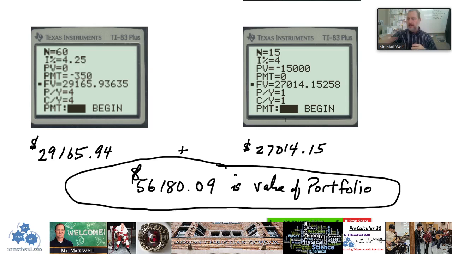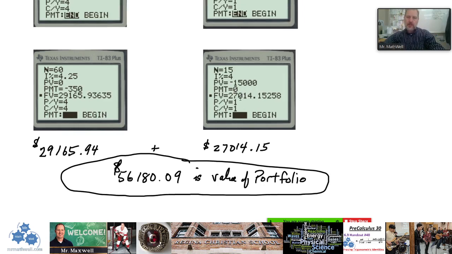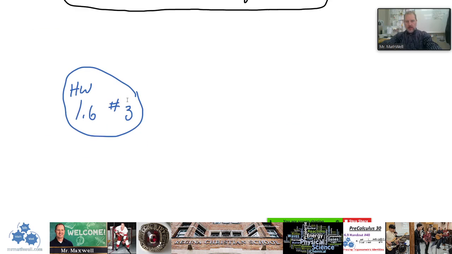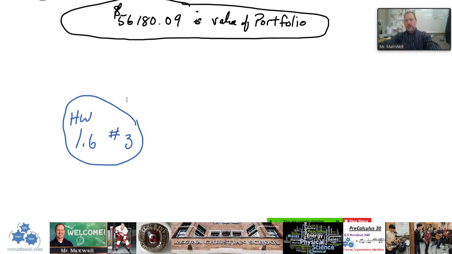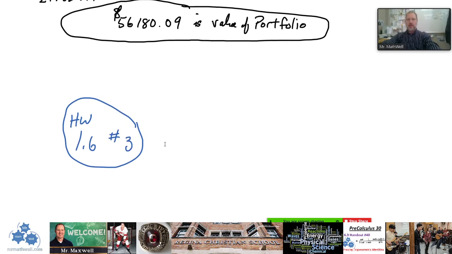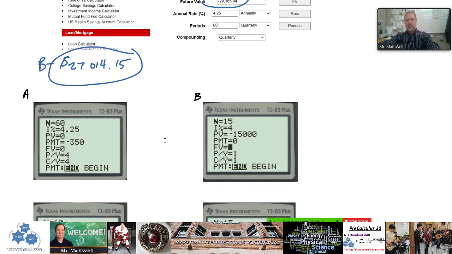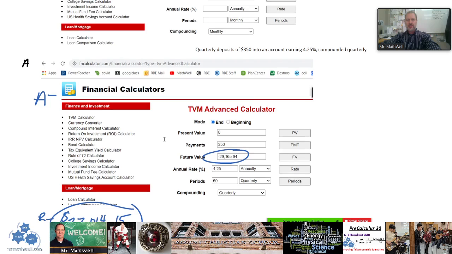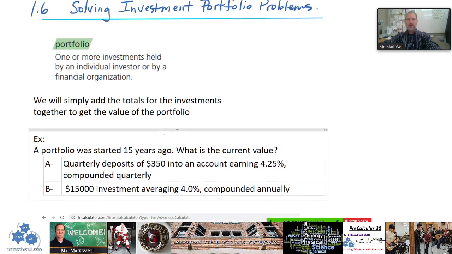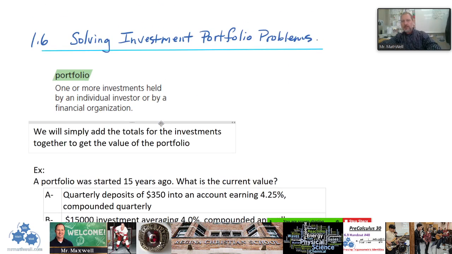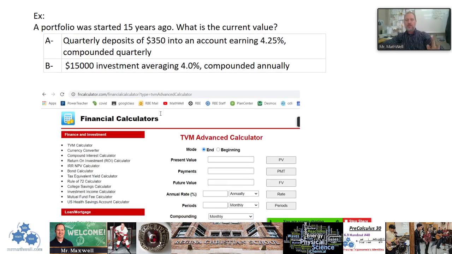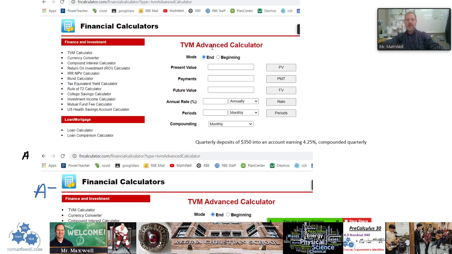So, like I say, that's the example for 1.6. Again, there are more difficult questions. I'm going to get you just to do number 3 for now. I may get to maybe the higher level questions in this section, but that's just a general overview of A, what a portfolio is, and B, how to use the graphing calculator TI-83 if you want to use the TVM solver, or this really great online advanced calculator.